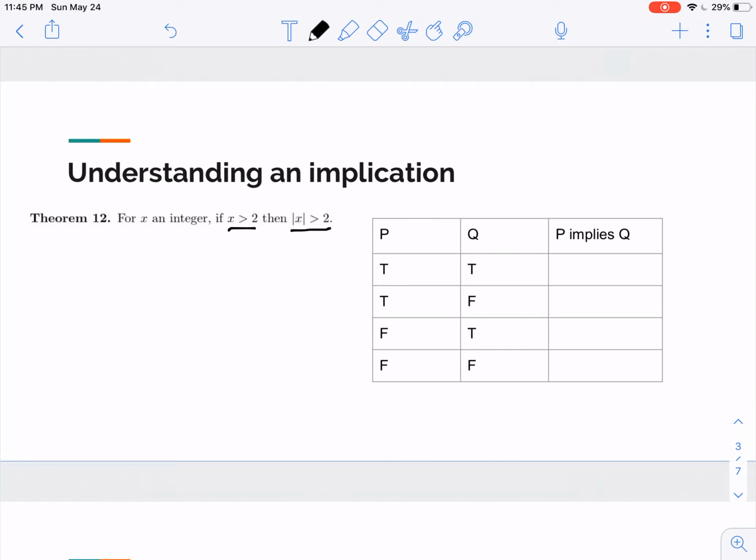But what do we actually mean here, mathematically? We can rewrite this as: for any integer x, the following statement is true. And that statement is x greater than 2 implies the absolute value of x is greater than 2, right? That's what we're saying. We're saying for x an integer, so if x is any integer, then this parenthesized statement evaluates to true. And so what that means is that an implication is a binary operation.